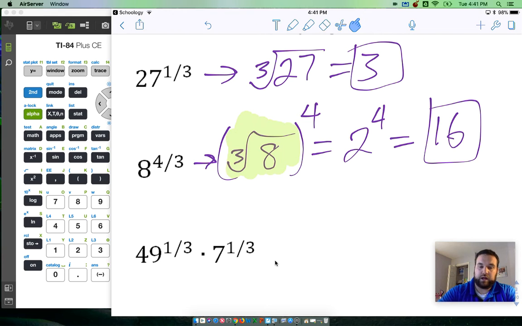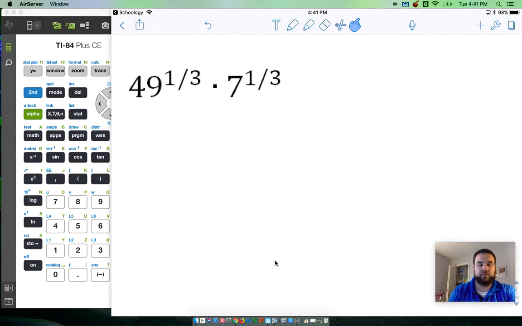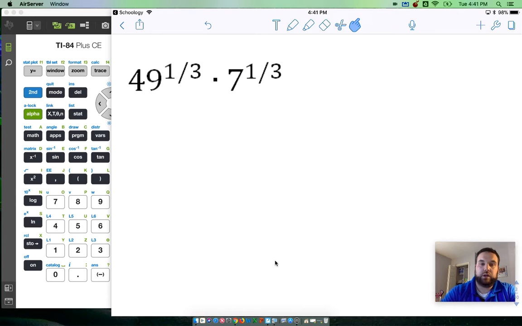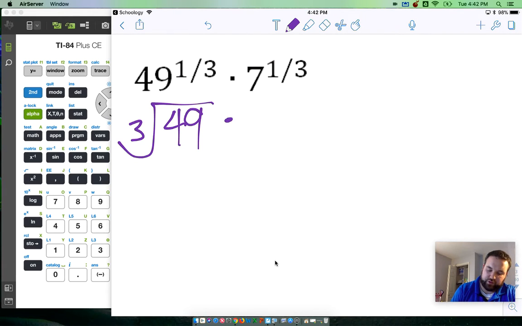This last one here, here's where we're going to bring some new math into play. If I have 49 to the 1/3 times 7 to the 1/3, when we talked about exponent rules, these couldn't be combined unless they had the same base. But what we see is if we write this 49 to the 1/3 as the third root of 49 instead, and 7 to the 1/3 as the third root of 7, now we can combine them using what we already know.